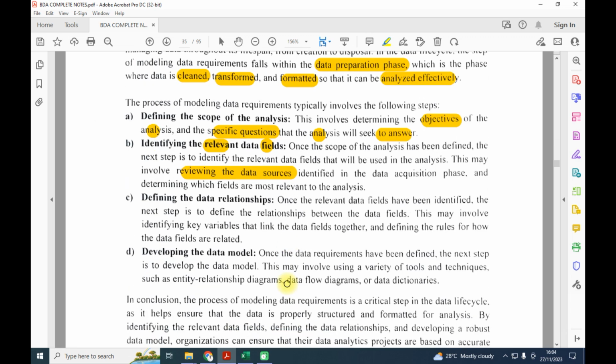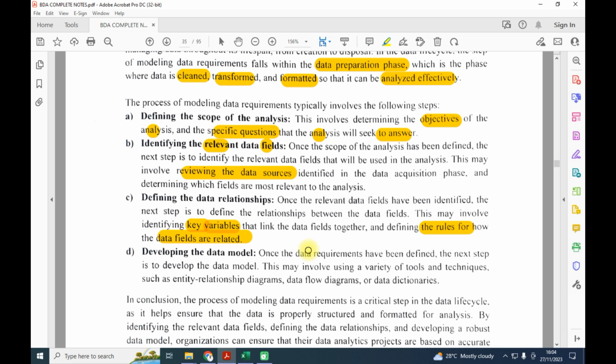Then part C, we define the data relationship. After we have identified the relevant data fields, we define the data relationship. Once the relevant data fields have been identified, the next step is to define the relationship between the data fields. This may involve identifying the key variables that link the data fields together, and defining the rules for how the data fields are related. So we shall be able to define those particular rules.